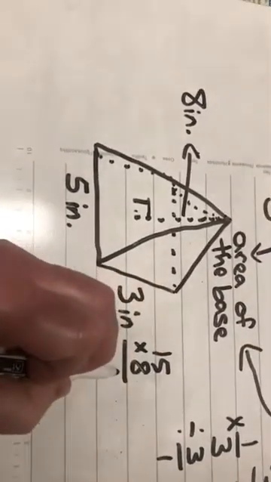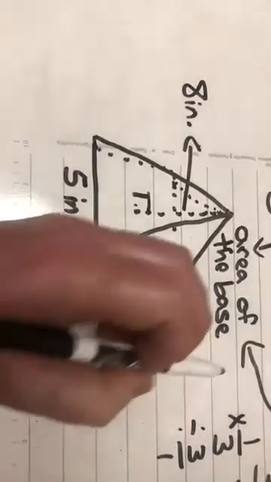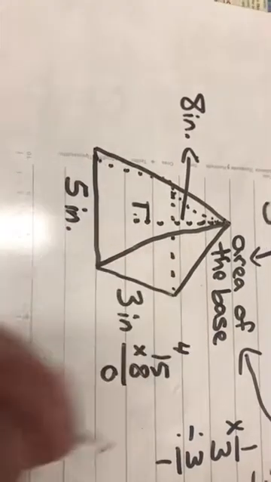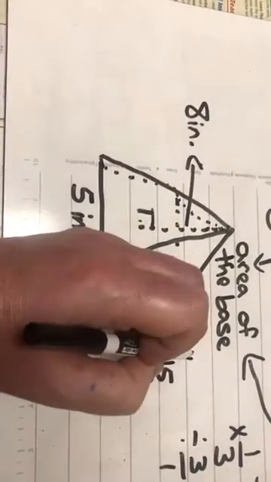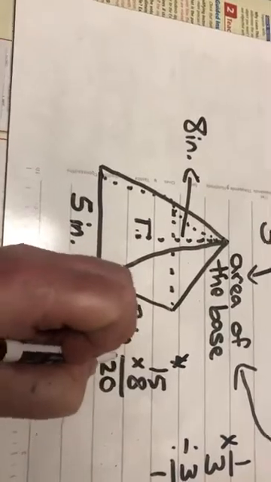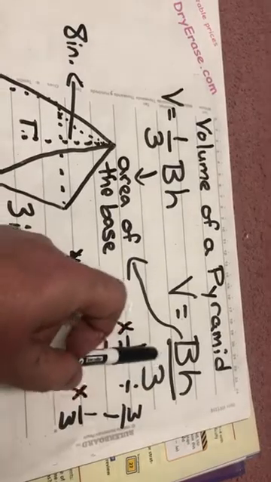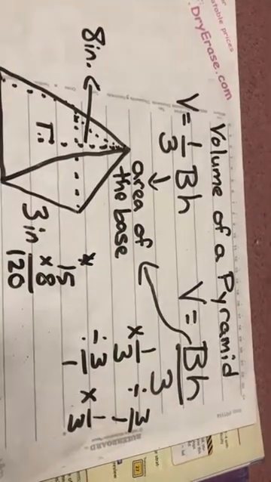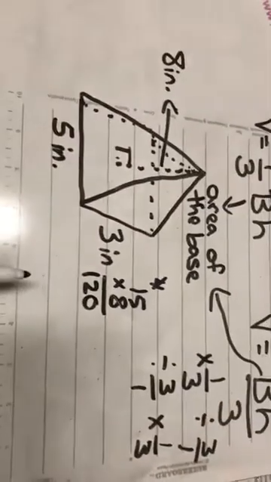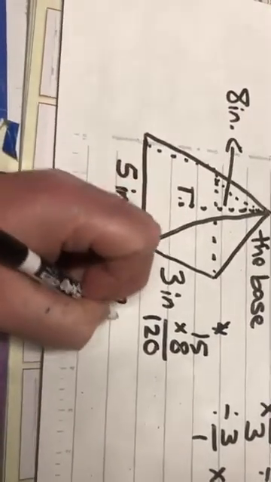8 times 5 is 40. Put the 0 down. Carry the 4. 8 times 1 is 8. Plus 4 is 12. I get 120. Then the formula tells me to divide by 3. Okay, that's what the formula tells me to do. So I'm going to take 120 and divide it by 3.